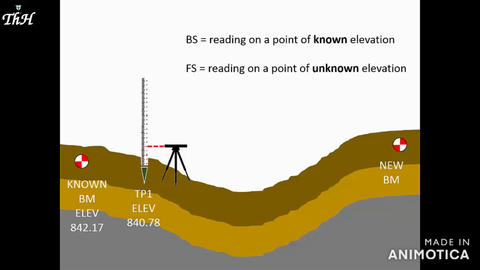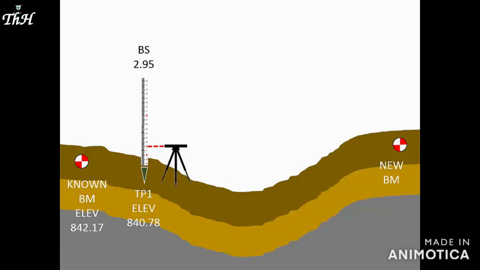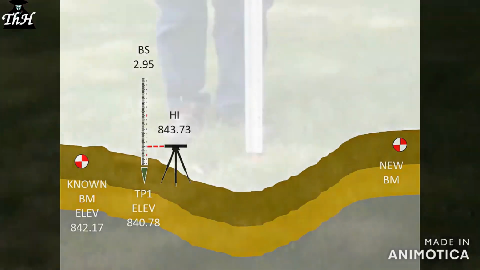Well, turning point 1 has a known elevation based on our first instrument setup. So with a backsight reading of 2.95 feet, the instrument has a new HI. That is, the line of sight is 2.95 feet above the turning point 1 elevation of 840.78 feet, giving an HI of 843.73 feet. Now, the rod person can leave turning point 1.